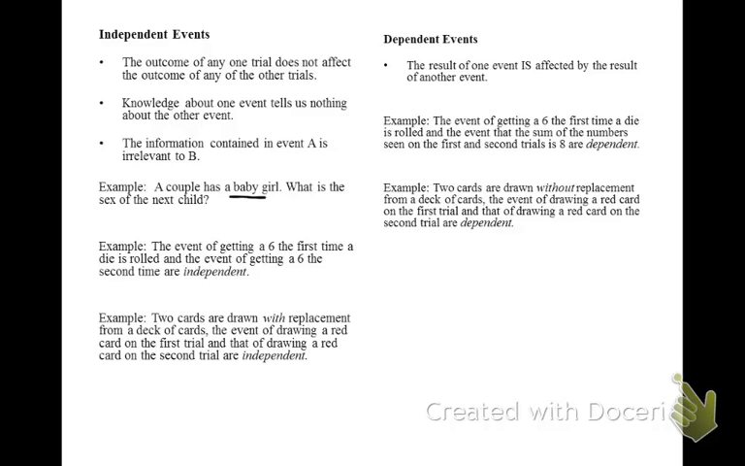These are independent events: the event of getting a 6 the first time a die is rolled, and the event of getting a 6 the second time a die is rolled. Knowing what happened on the first roll doesn't affect what's going to happen on the second roll.